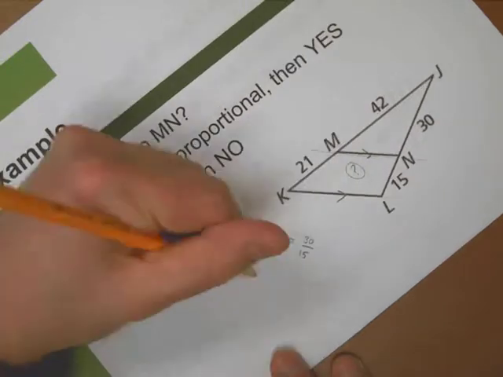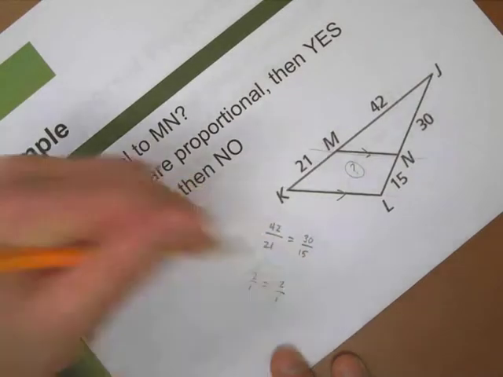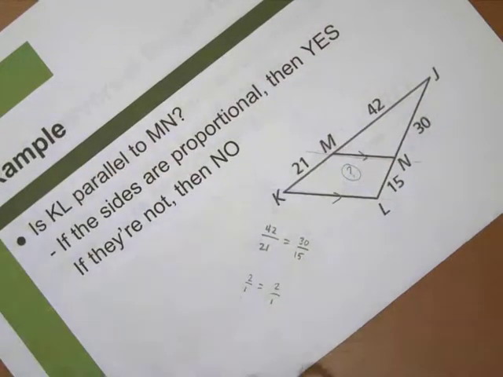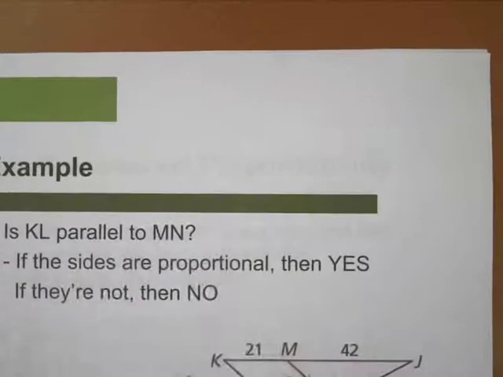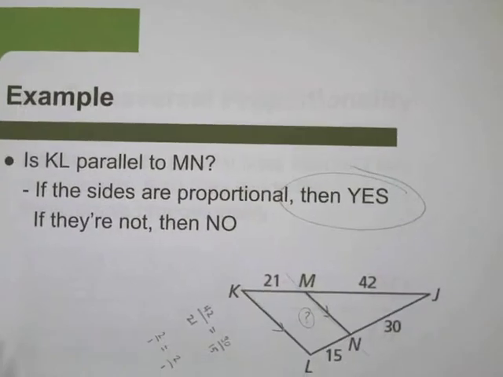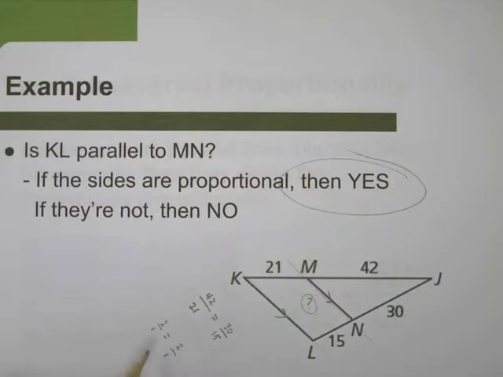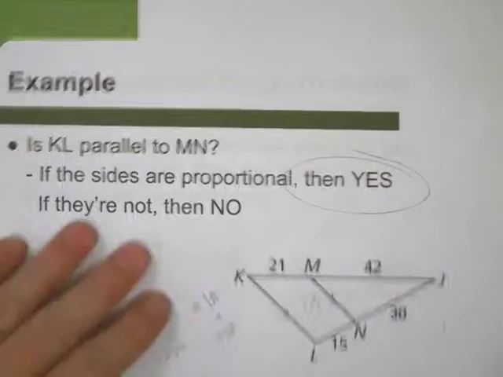42 over 21 is a 2-to-1 ratio. 30 over 15 is a 2-to-1 ratio. It's 2-to-1 on both sides. If the sides are proportional, the answer is yes. KL is parallel to MN. How do I know that? Because they have the same ratio. If I would have gotten different values there, that's how I answer no.